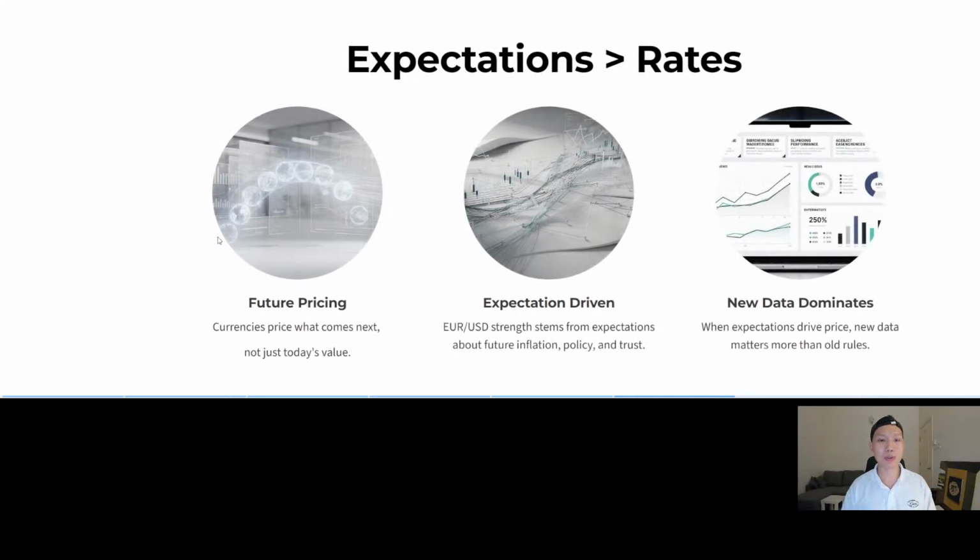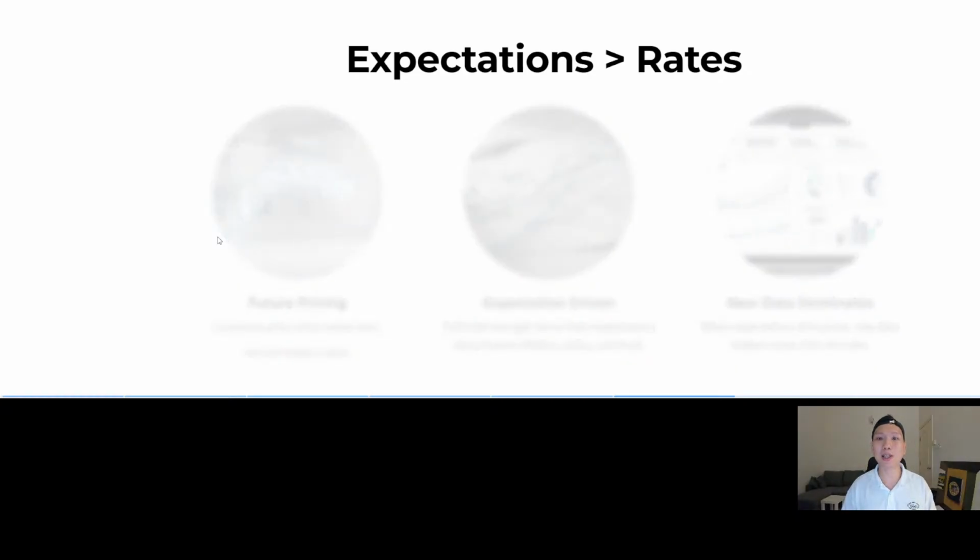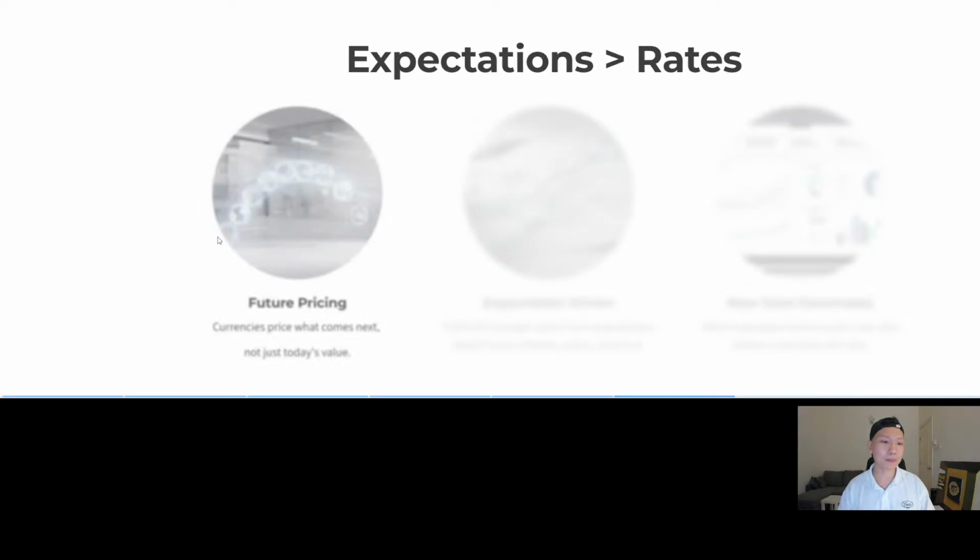So here's the most important thing I want you to take away from this little fundamental analysis. It's called expectations. It's expectations overtaking rates. Expectation is currently higher than the rates. It's stronger than the rates. So, expectations over rates.